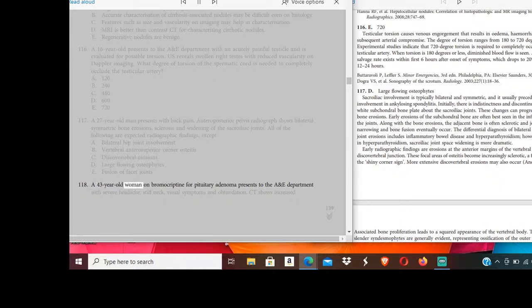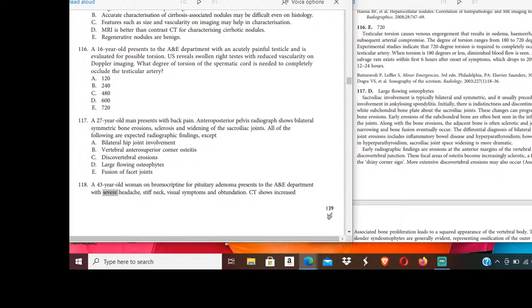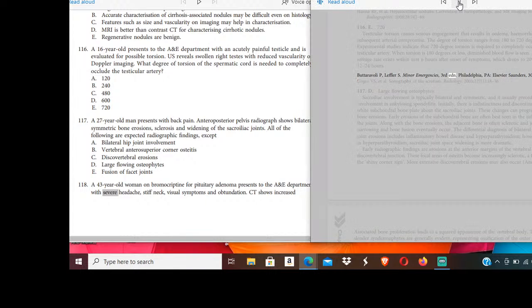118. A 43-year-old woman on bromocriptine for pituitary adenoma presents to the A&E department with severe. Ed. Philadelphia, Pa. Elsevier Saunders, 2015. Dogra VS, et al. Sonography of the scrotum. Radiology. 2003, 227:18-36.